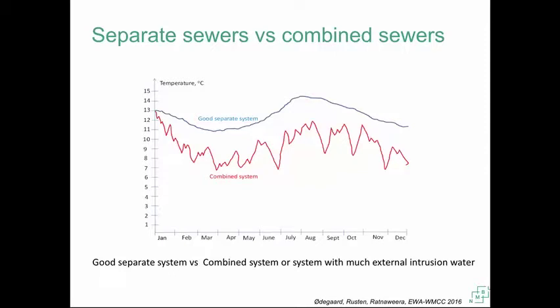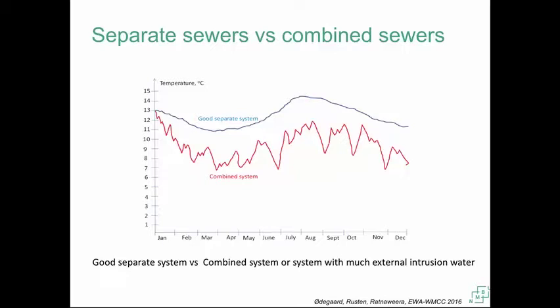This is the wastewater temperature in a northern city during the 12 months. The top curve shows the wastewater temperature in a separated sewer, that means just the wastewater. But the red line shows the wastewater temperature in a combined sewer. Combined sewer means that it collects both wastewater and also rainwater or snow-melting water.